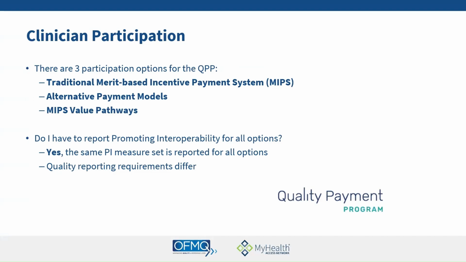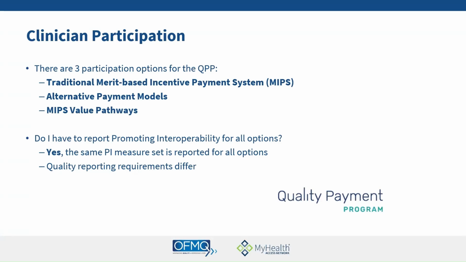So just getting started with promoting interoperability on clinicians first. For clinicians participating, there's 3 different options within the quality payment program. The first is traditional merit-based incentive payment system, or MIPS. Then we have alternative payment models that includes things like ACOs, or accountable care organizations, and some other innovative models that CMS has put out there. And then also this past year, they introduced the new MIPS value pathways.